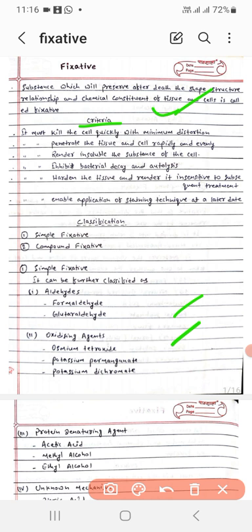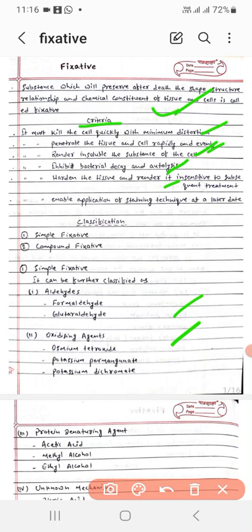Number 1, it must kill the cell quickly with minimum distortion. It must penetrate the tissue and cell rapidly and evenly. It must render insoluble the substance of the cell. It must inhibit bacterial decay and autolysis. It must harden the tissue and render it insensitive to subsequent treatment. It must enable application of staining technique at a later date.